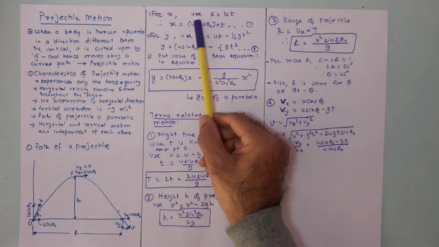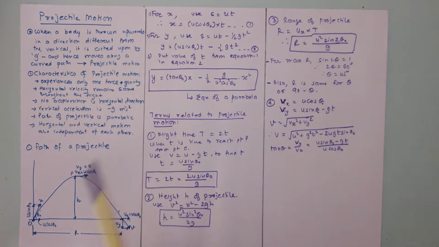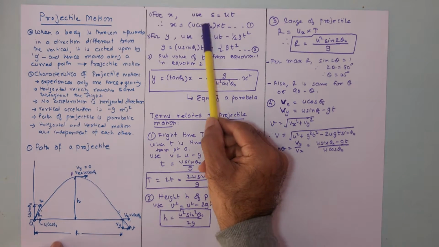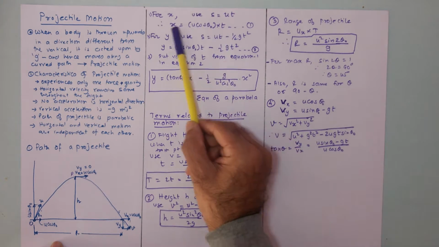For the x motion, use s is equal to ut. We can use this equation because the velocity is constant. So s is equal to ut, so x is equal to u cos theta 0, which is the horizontal velocity, into time t. So you get this equation.